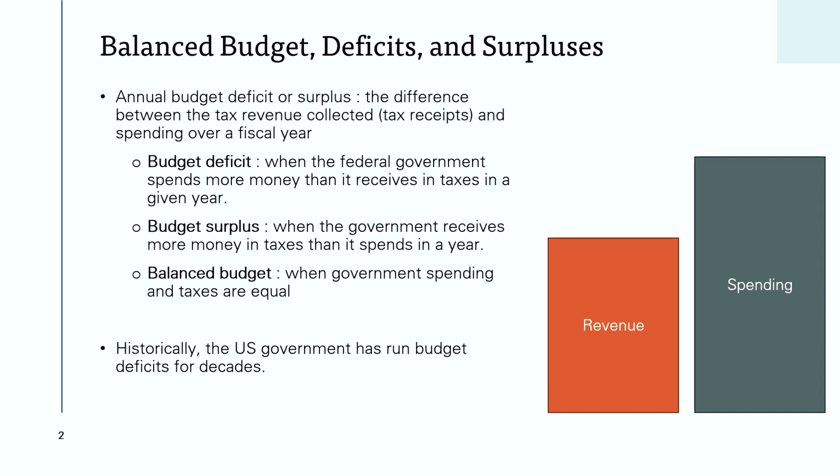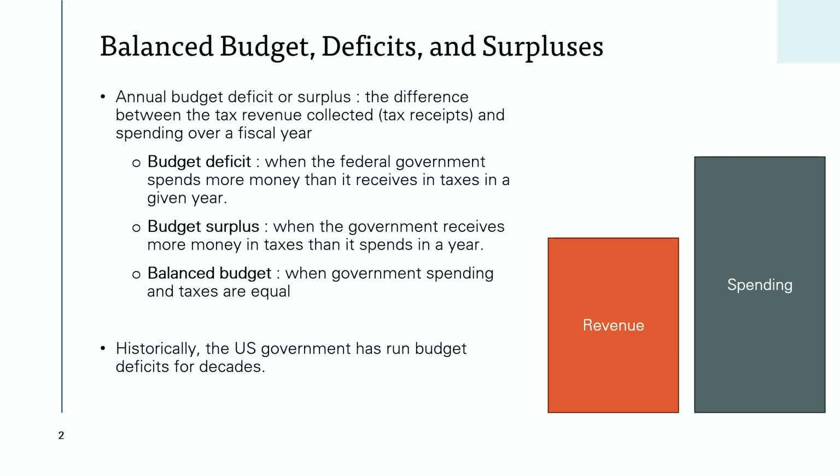To understand our national finance, we must distinguish between three stages of the annual budget. The annual budget deficit or surplus is simply the difference between the tax revenue collected and what the government spent over a single fiscal year.